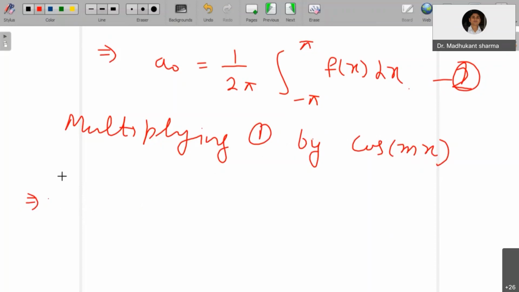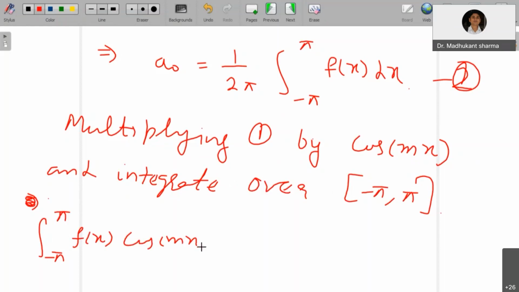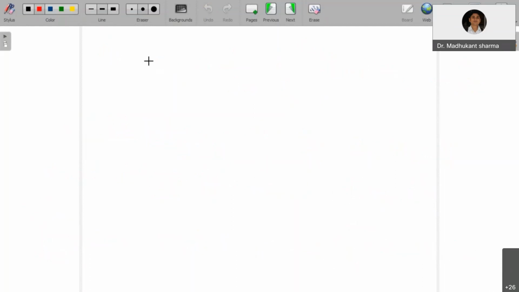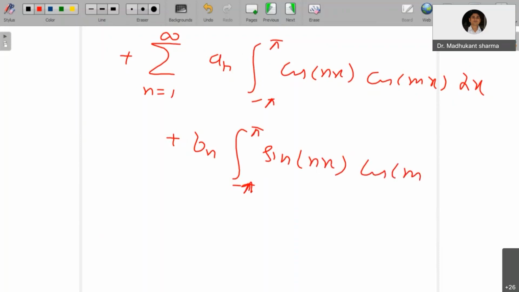So you have, integrating over minus pi to pi, what we will get is integration from minus pi to pi of f of x times cos mx dx is equal to a naught times integration from minus pi to pi of cos mx dx, plus summation n equals 1 to infinity a n times integration from minus pi to pi of cos nx times cos of mx dx, plus b n times integration from minus pi to pi of sine of nx times cos of mx dx.